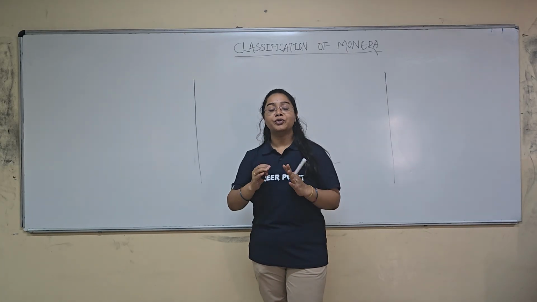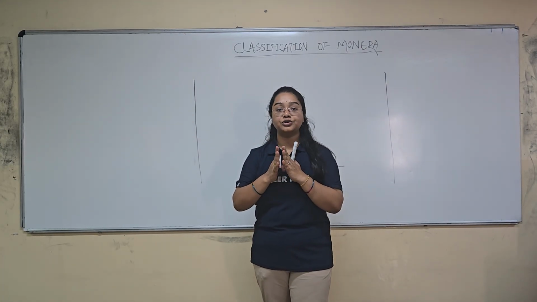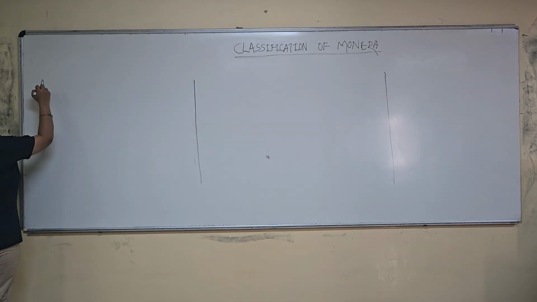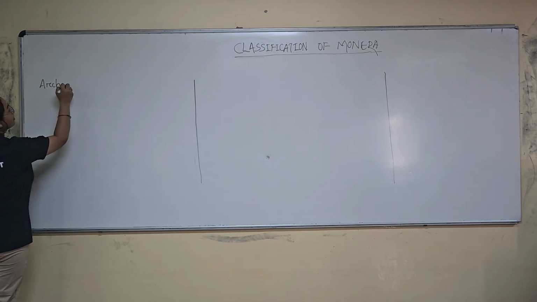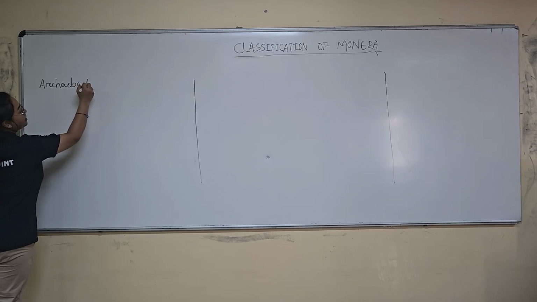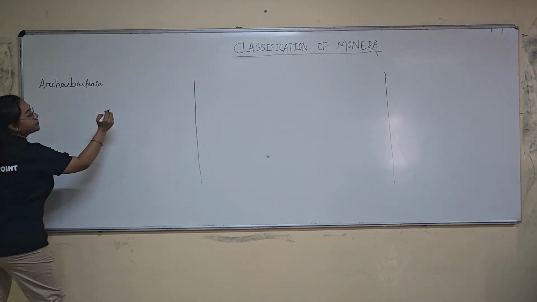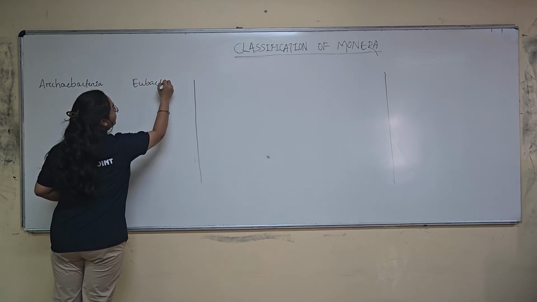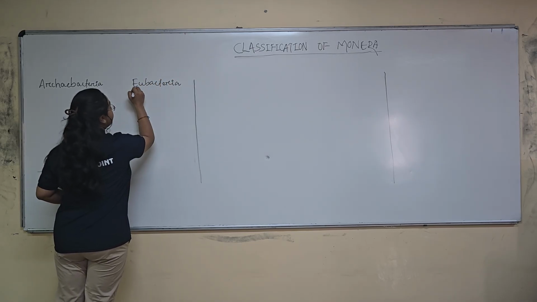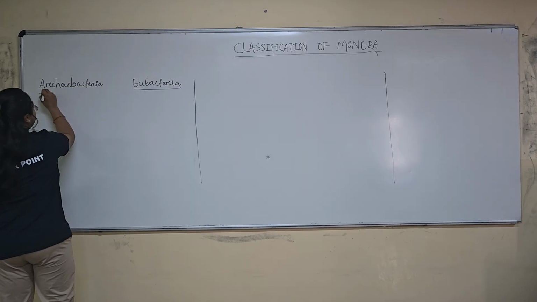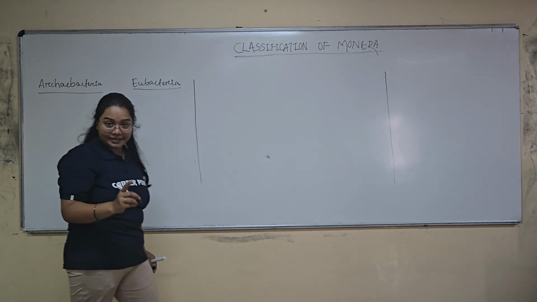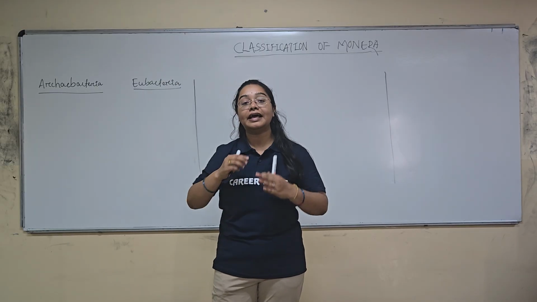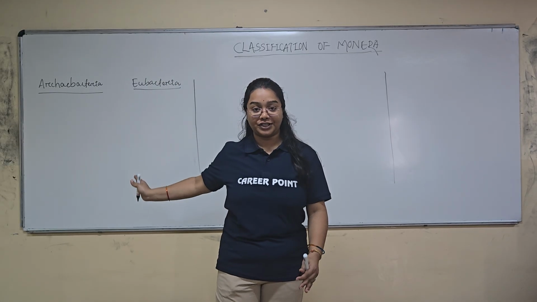Okay, so the Monera kingdom is totally classified into two divisions. That is, one is the Archaebacteria, and one is the Eubacteria. The kingdom Monera is divided into two divisions, that is Archaebacteria and Eubacteria. So what are these Archaea and Eubacteria? Let's take it in different steps.